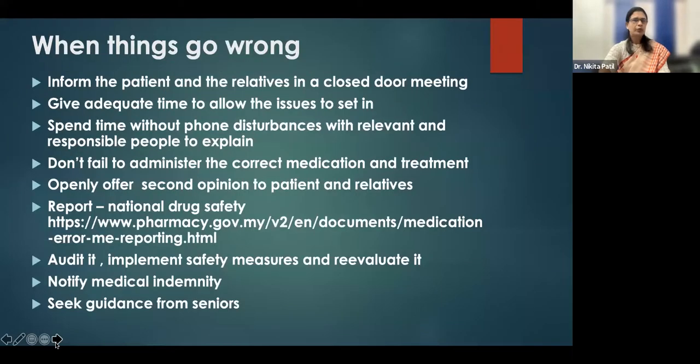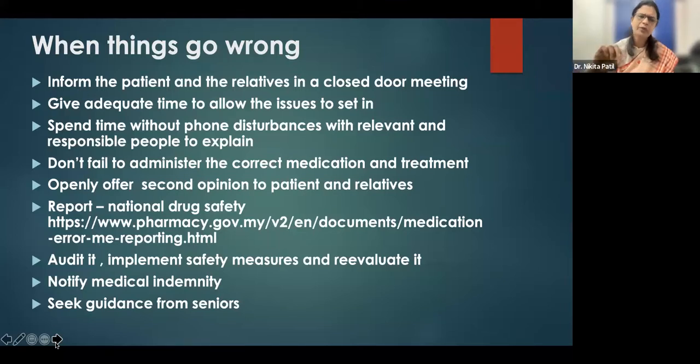Now, what will you do when things go wrong? Very important again. Inform the patient and the relatives in a closed door meeting. Give adequate time to allow the issues to set in. Spend time without phone disturbances. When in panic, we tend to call up people. Now, this is a what should I do? My close friends, of course, but then give some time to self also and talk to people responsible and explain to them. Don't fail to administer the correct medication and treatment.